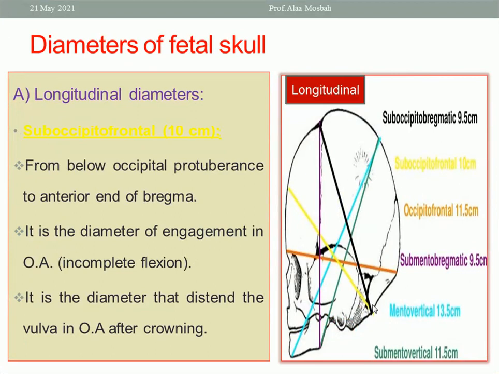Another diameter is the suboccipitofrontal. The suboccipitofrontal, as you see here, starts from the suboccipital region below the occipital protuberance and extends to the anterior end of the bregma. It is 10 centimeters. It is the diameter of engagement in occipital anterior in case there is incomplete flexion of the head.